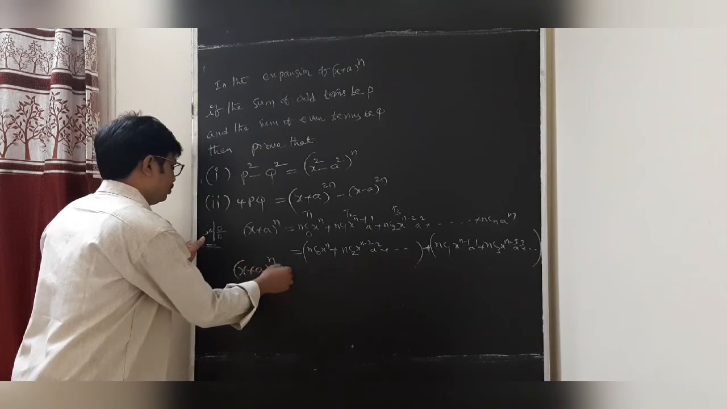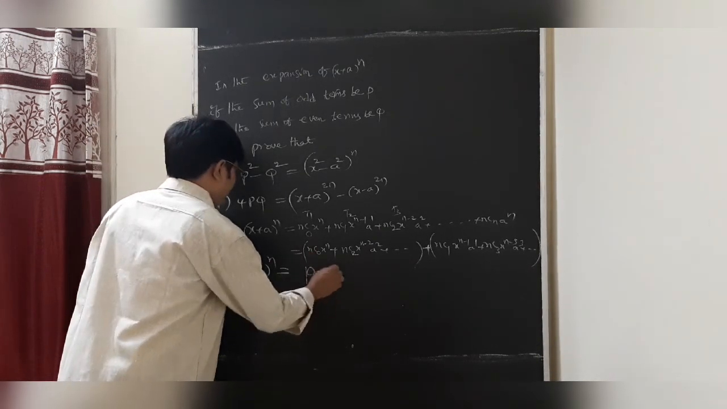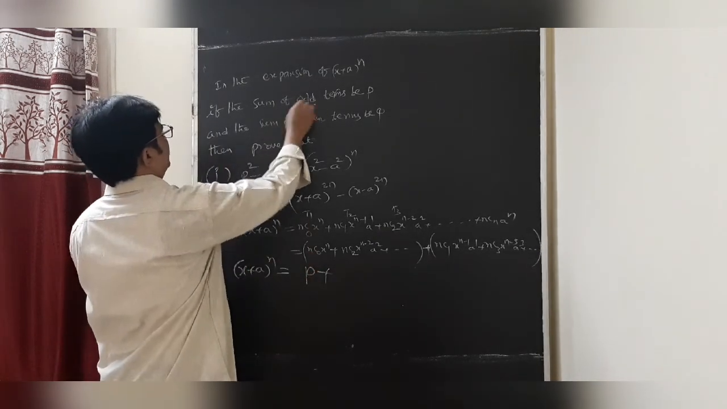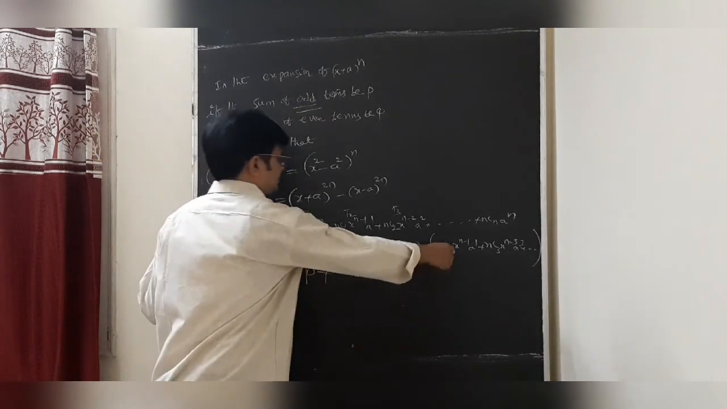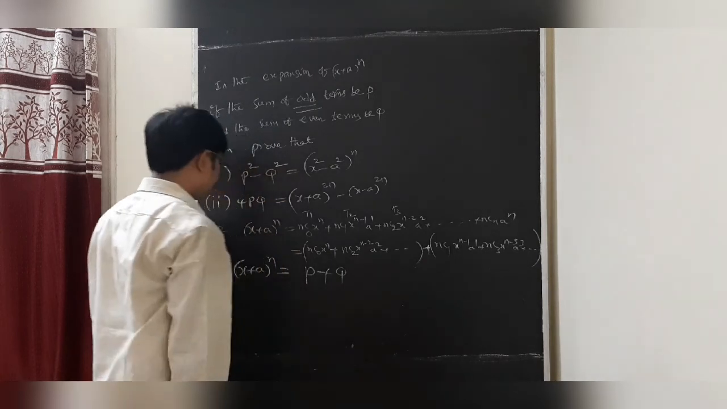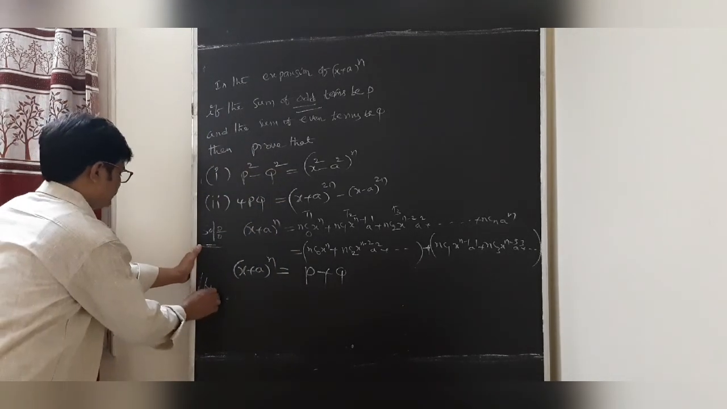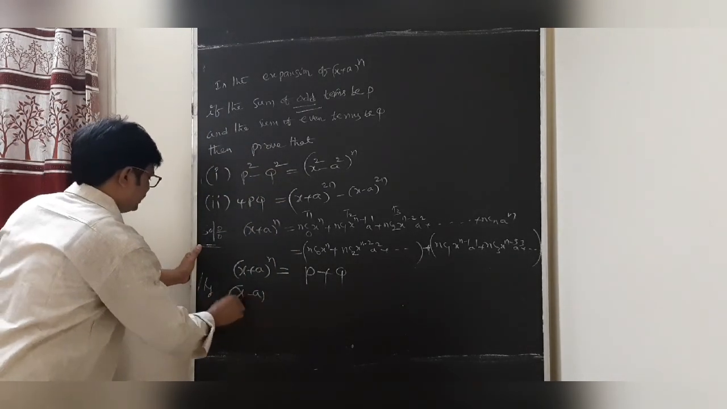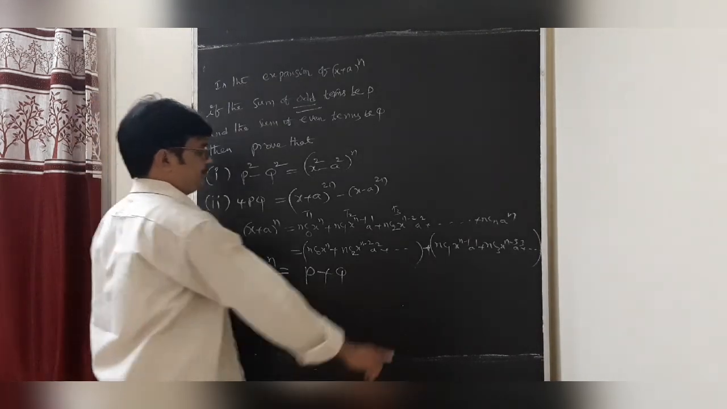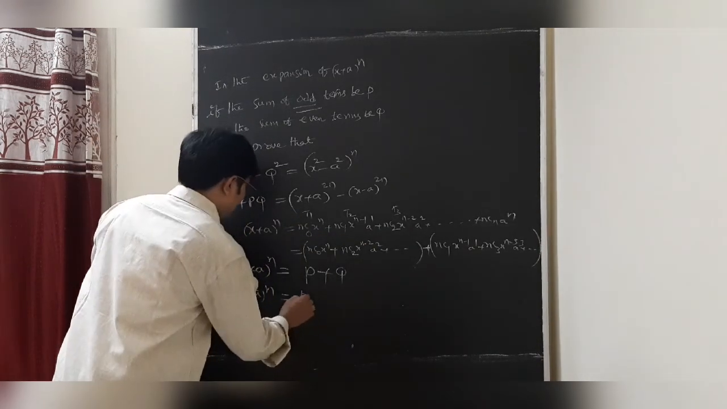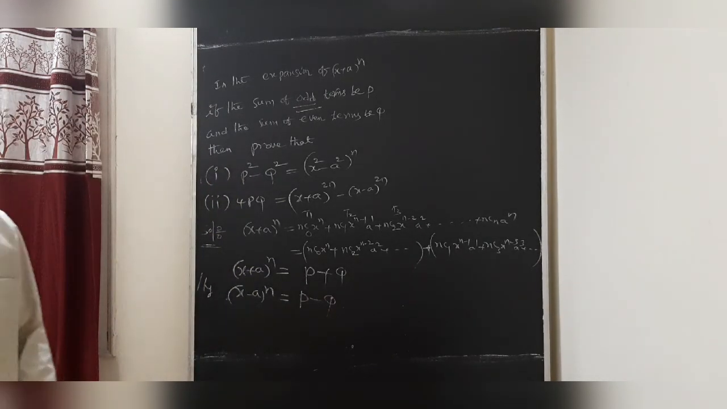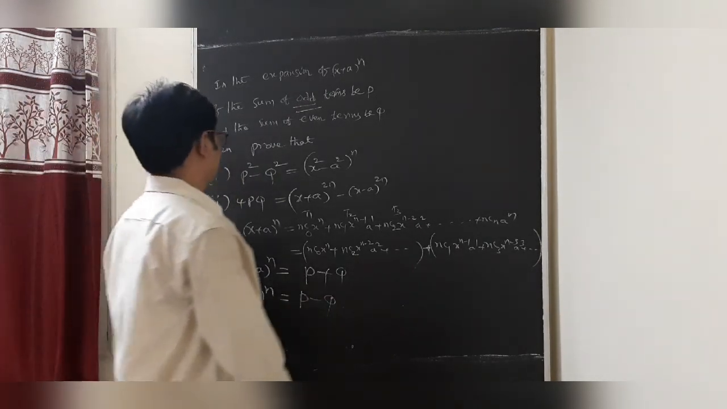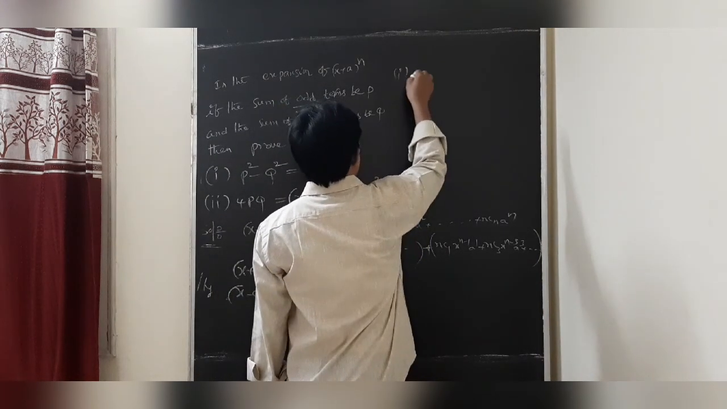So dear students, how can you write (x plus a) whole power n? This is P, the sum of the odd terms, term 1, term 3, that is P. This is Q. So similarly students, (x minus a) whole power n equals, because we get minus, P minus Q.